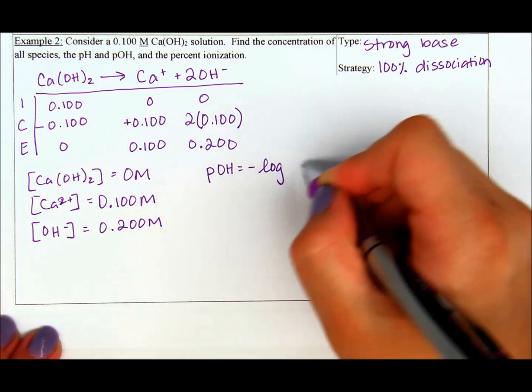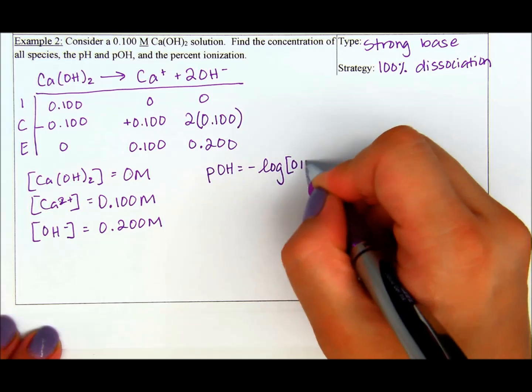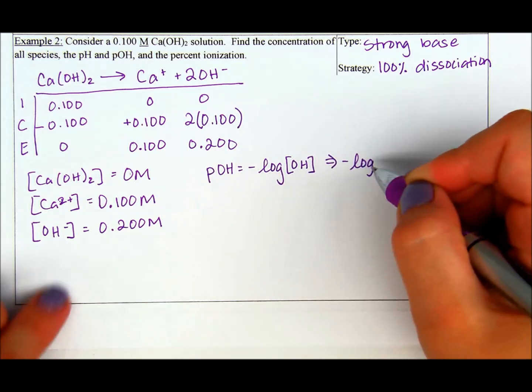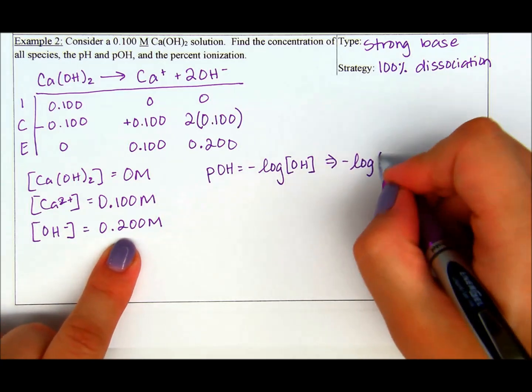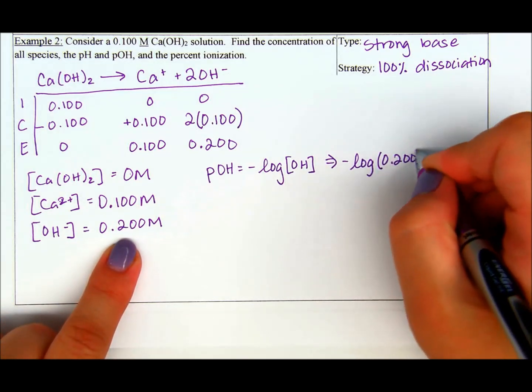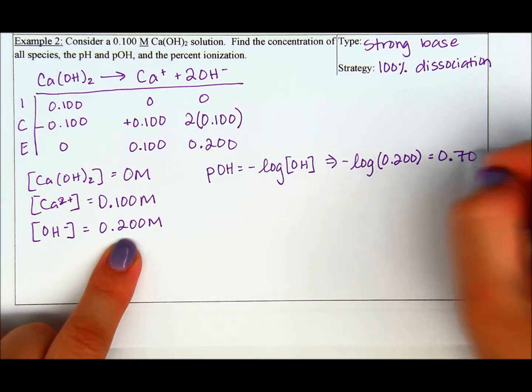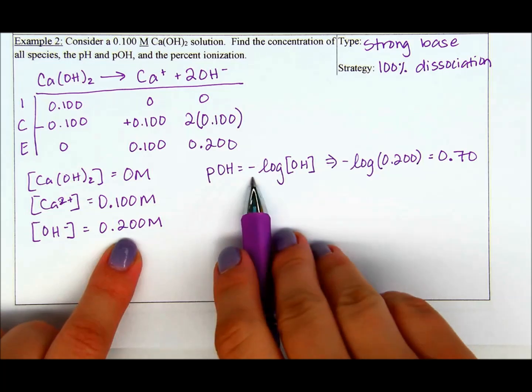Okay, finding my pOH equals negative log of my OH concentration. So that's going to be negative log of 0.200. Plugging that in, you should get 0.70 for your pOH.